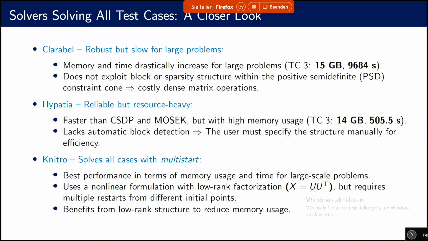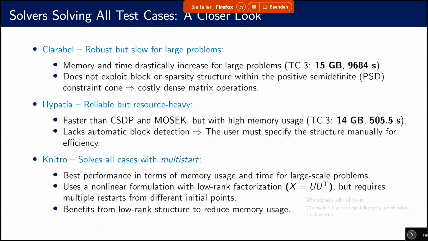For Clarabel, it is a robust solver. However, the memory and the time were increasing drastically, especially for larger problems. And this is due to the fact that it is not exploiting the block and sparsity structure within the PSD cone constraint, which leads to costly dense matrix operations.